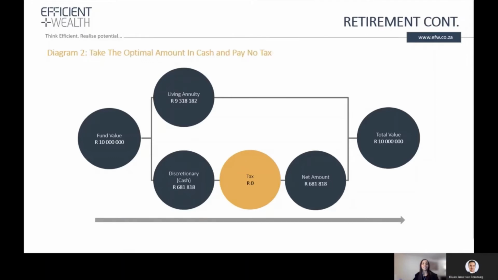632,500 in tax. To take the optimal amount in cash, the reverse formula will be applied. Therefore, the client will invest 681,818 in a discretionary fund and 9,318,082 in a living annuity. It is also important to know that at retirement, the client will be taxed on the retirement tax tables, which is 500,000 taxed at 0%.